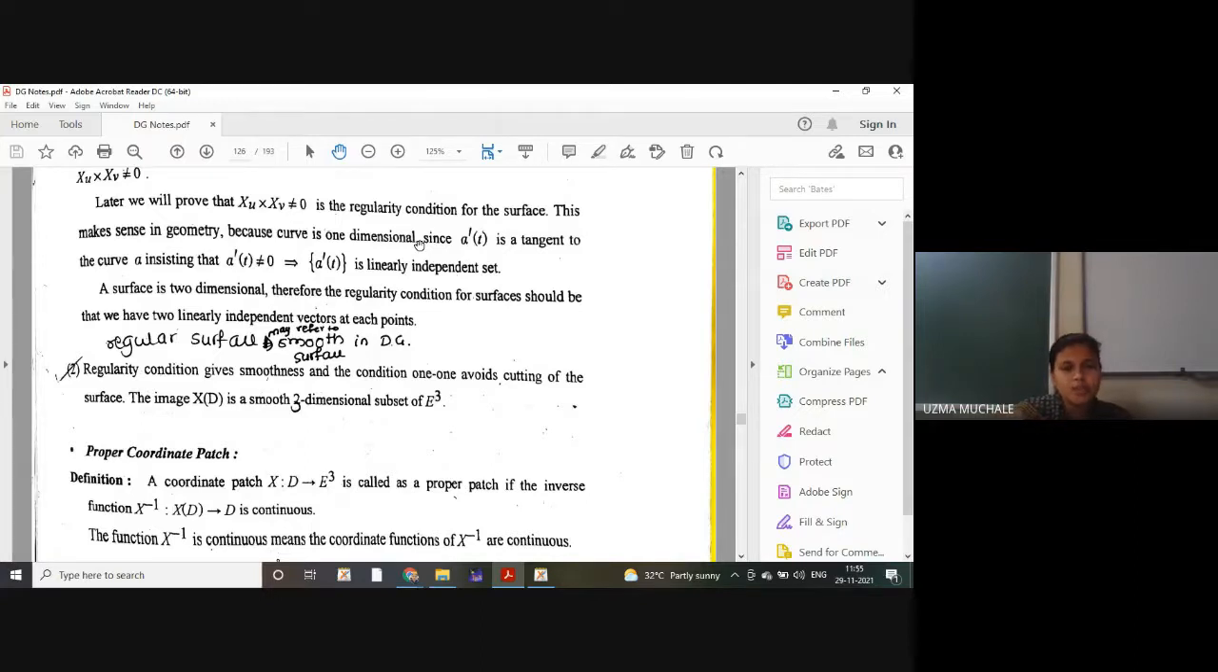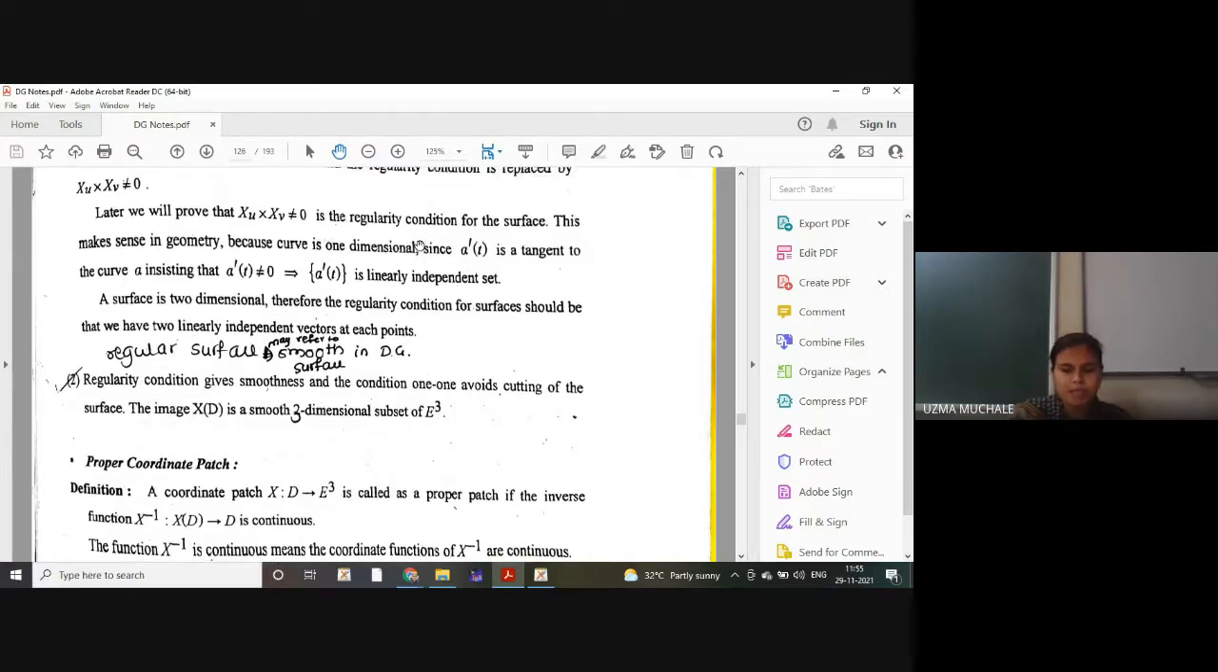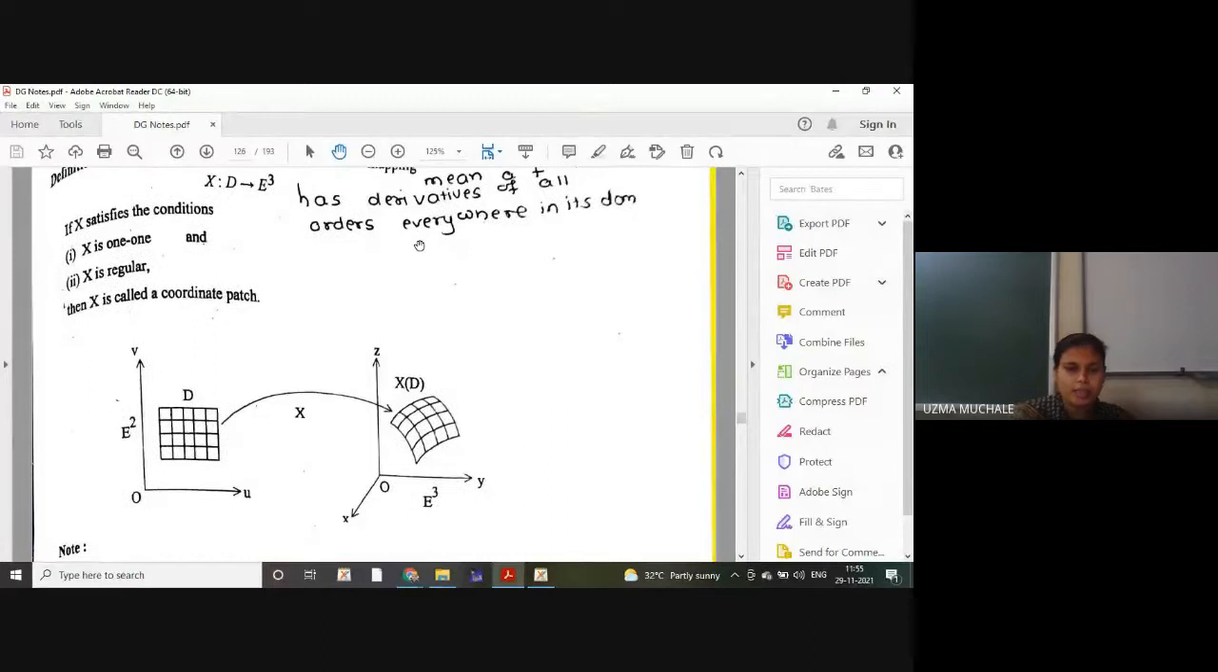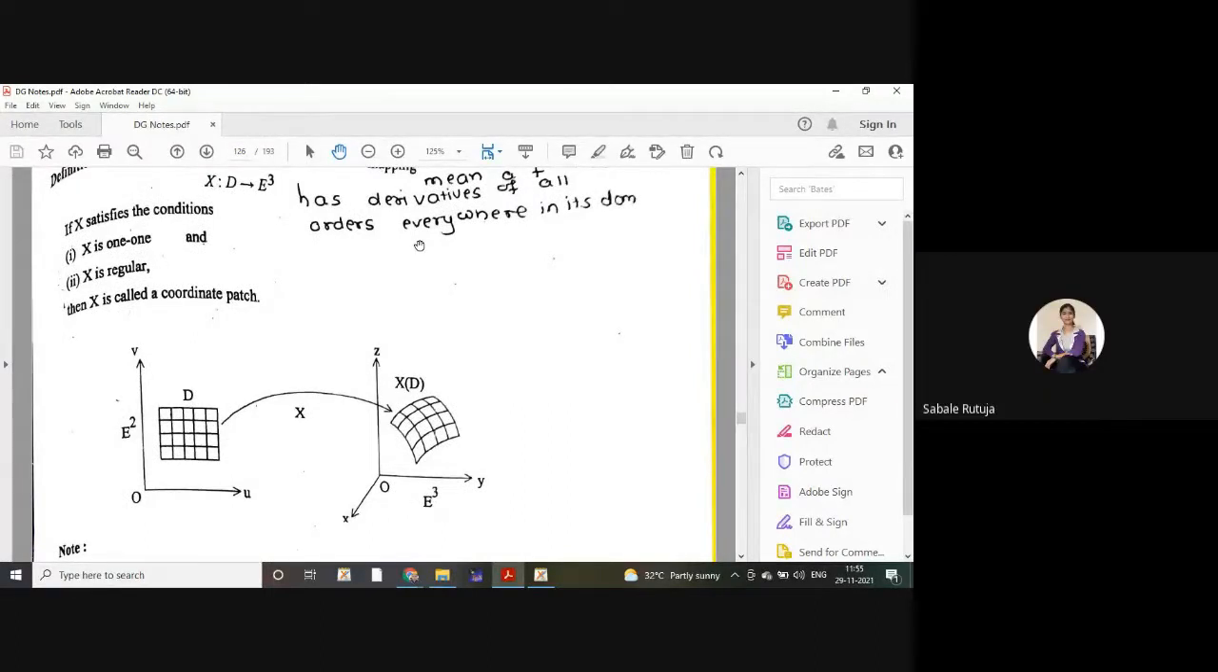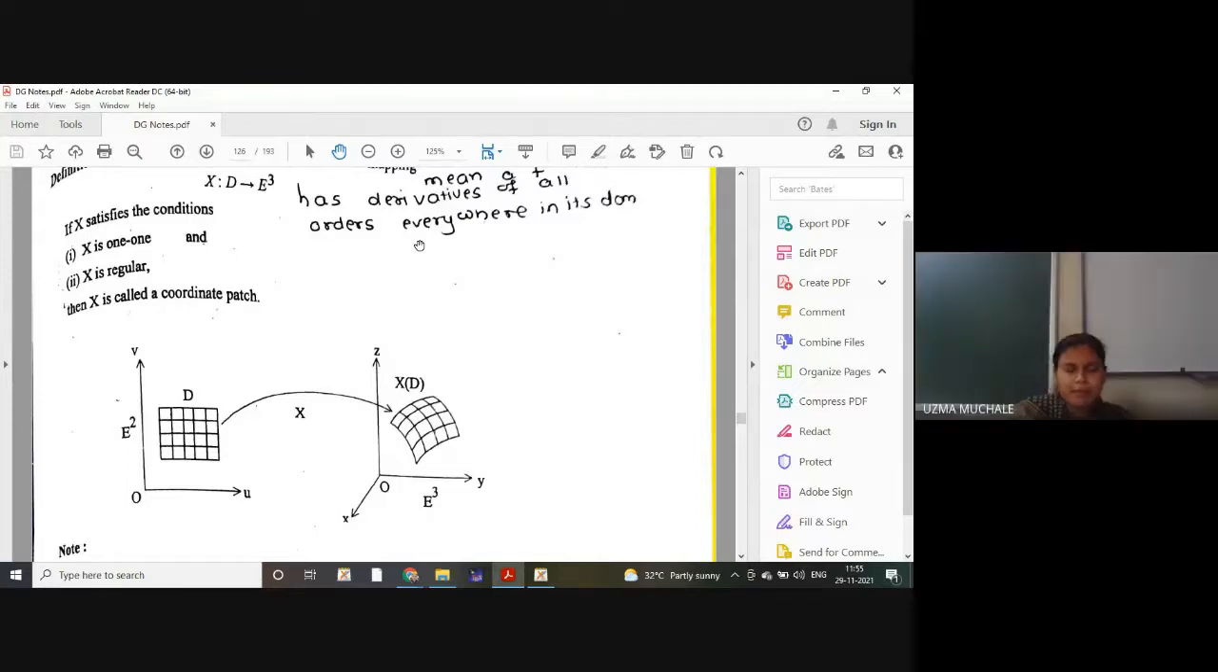Now you can see in the image that x of D is a smooth three-dimensional subset of E3. Do you see x of D here? Yes, ma'am. Okay, so simple. Imagine instead of seeing this x of D, you have taken one rubber sheet and applied some mapping in such a way that we can convert it into any 3D object.